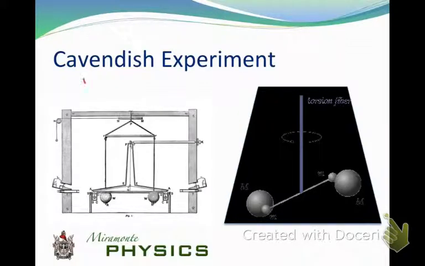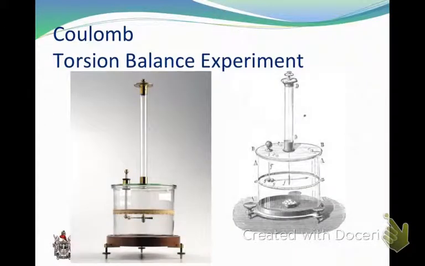So in electrostatics, we're going to do a very similar experiment. Charles Coulomb did a torsional balance experiment using charge instead of mass. It's the very same idea. Let's show it to you. Let's go next door. I'm going to pause the recording.